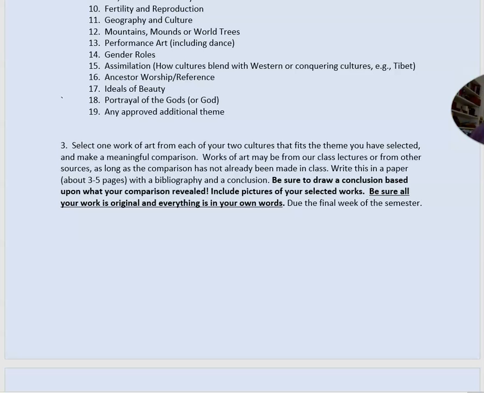and then you're going to make a meaningful comparison. If you get to the point of doing extra credit or wishing to do extra credit, drop me an email, and let's talk about what you have in mind, what you want to do, and why you want to do it. And perhaps I can give you a little bit more concrete direction in addition to what you find in the syllabus.